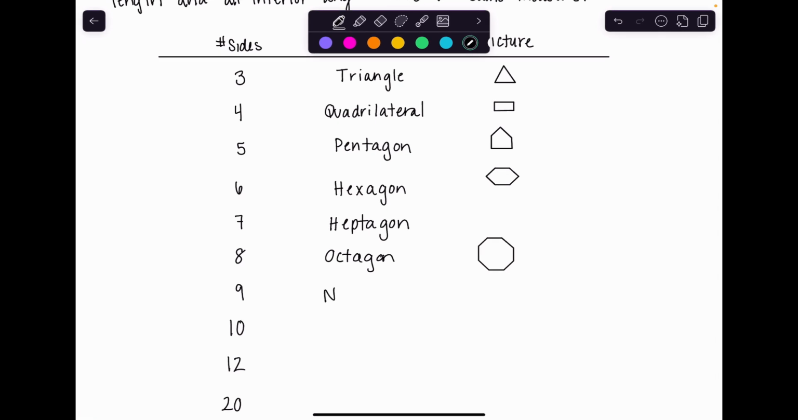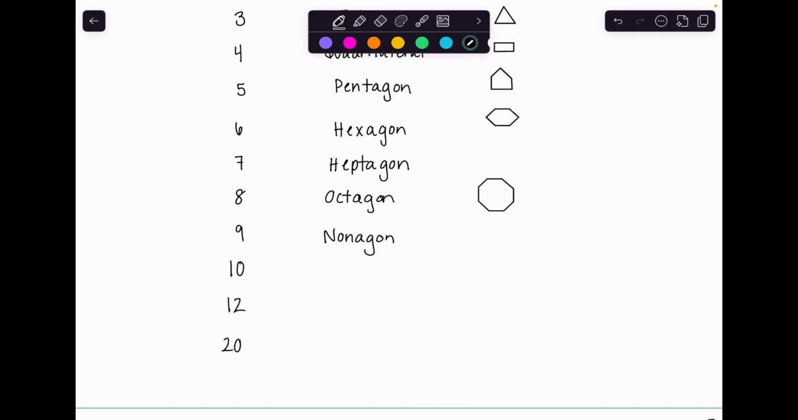A 9-sided figure is a nonagon. And really at this point, I'm not going to try drawing any of these. A 10-sided figure is a decagon. A 12-sided figure is a dodecagon. And then a 20-sided figure is an icosagon. We're not going to worry about any of the numbers in between because they're not shapes that are seen as frequently. Now, depending on the number of sides, we're actually going to be able to determine what those interior angles add up to.